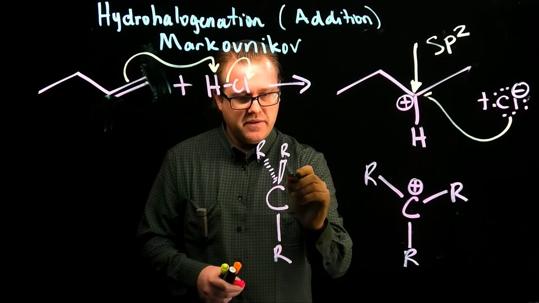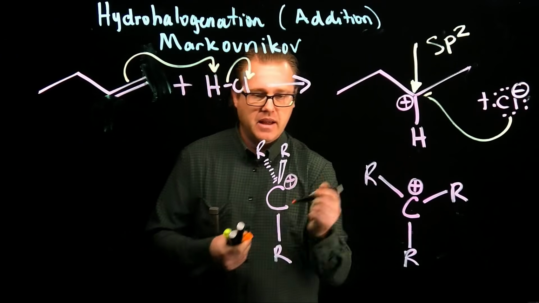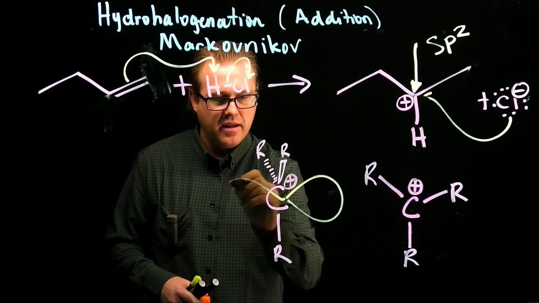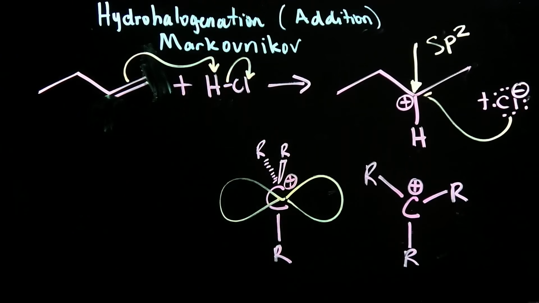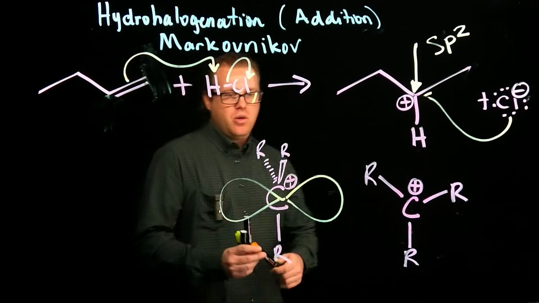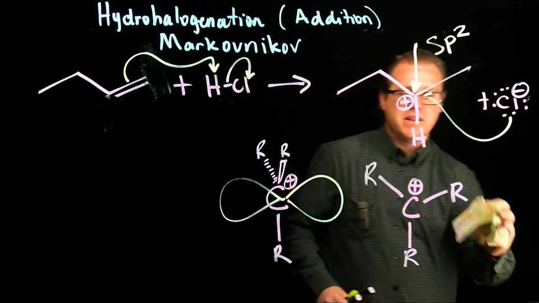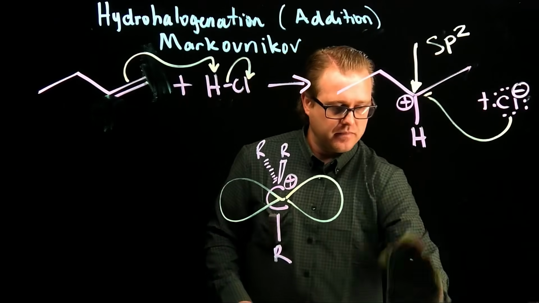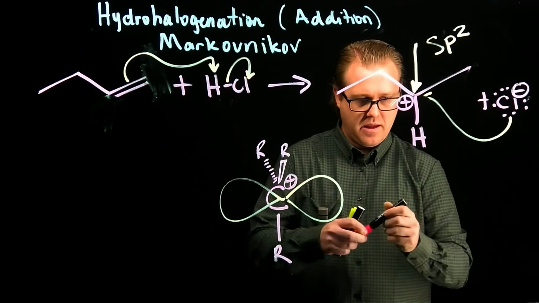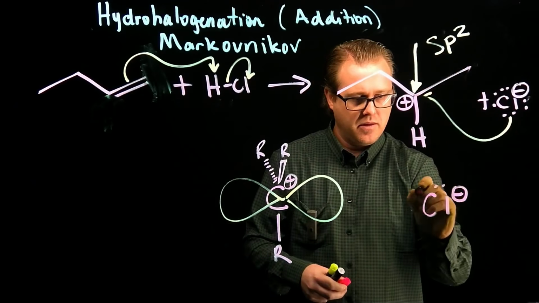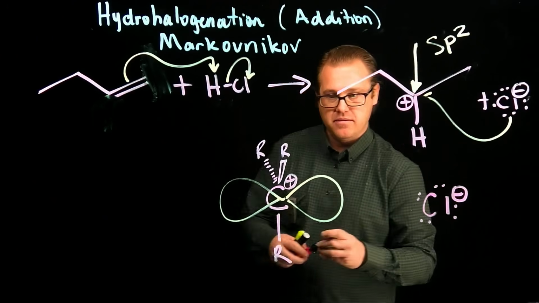Now this is positively charged, which means it's sp2. So if it's sp2, what does it have? It has an empty p orbital. And so now, because it's flat and it has an empty p orbital, look at the attack of this chloride. This chloride right here can attack from either side.